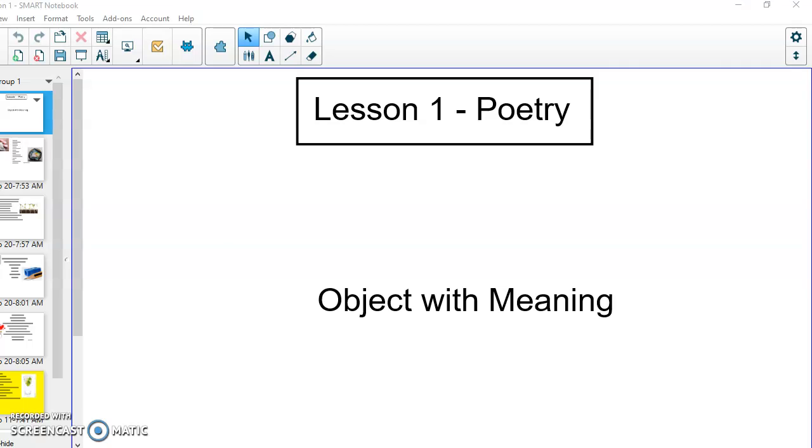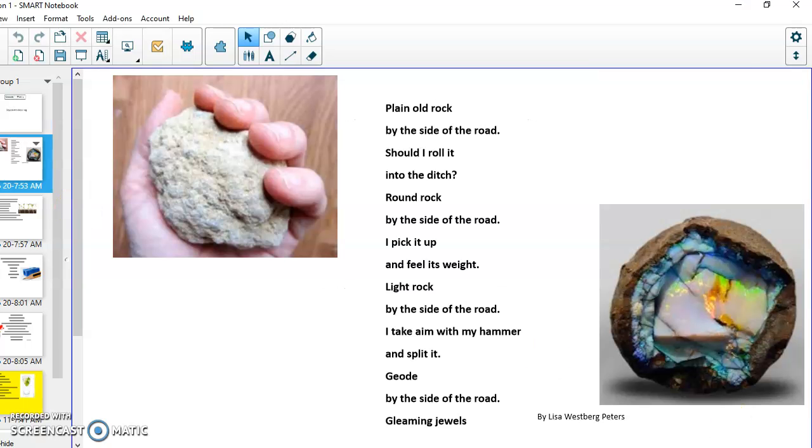Lesson 1, poetry. This first one's going to be called Object with Meaning. I'm going to start out by looking at a few examples of poems with you, and then you are going to give it a try. Now, not all poems have to rhyme or have any kind of a major rhythm. Sometimes you can just be talking about something or someone and being very descriptive, and it can be considered a poem. So let's look at this first one.